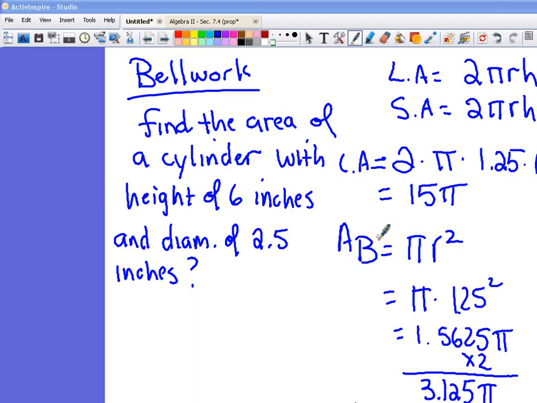Today we're going to talk about the surface area of a pyramid. So we have some vocabulary.